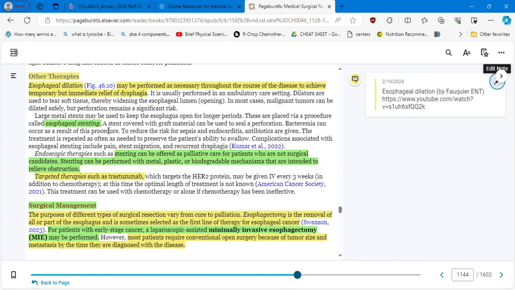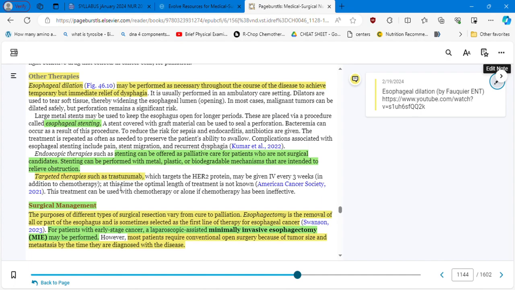Also, they can approach the condition with esophageal stenting. They can put a stent there, right? A stent can be offered as palliative care for patients who are not surgical candidates. Probably the patient already has metastasis in tissues close to the esophagus, right? Or they are terminal. Stenting can be performed with metal, plastic, or biodegradable mechanisms that are intended to relieve obstruction, and sometimes the quality of the stent even damages the tissue further.